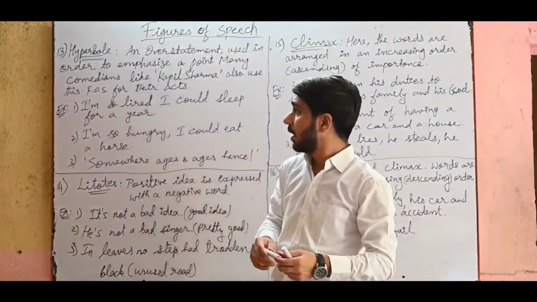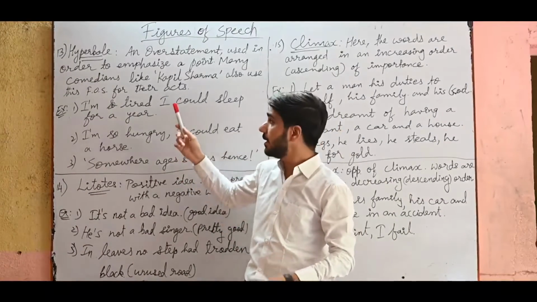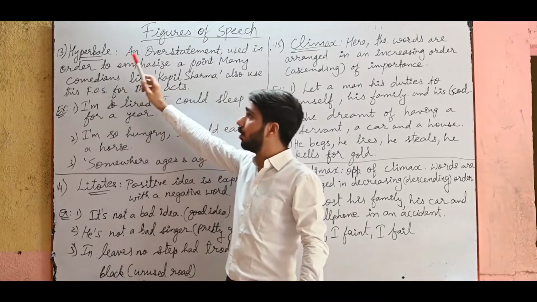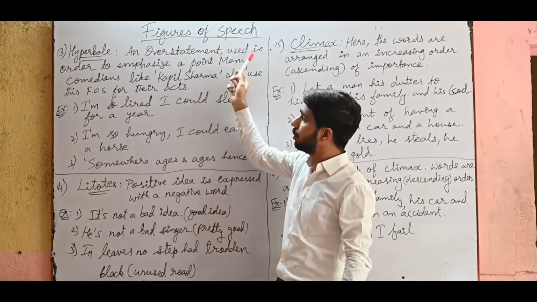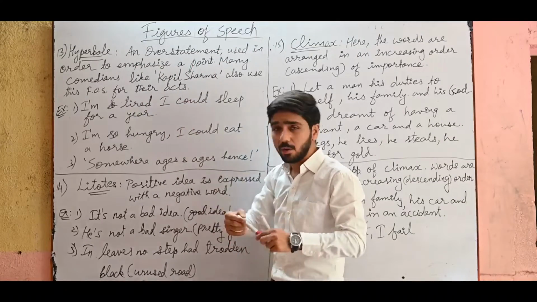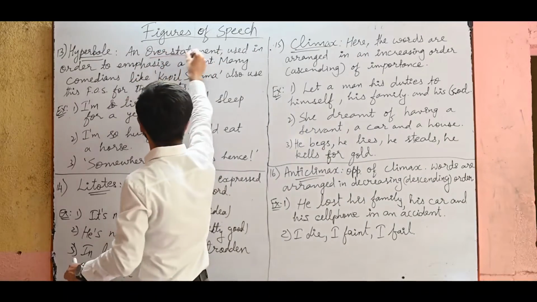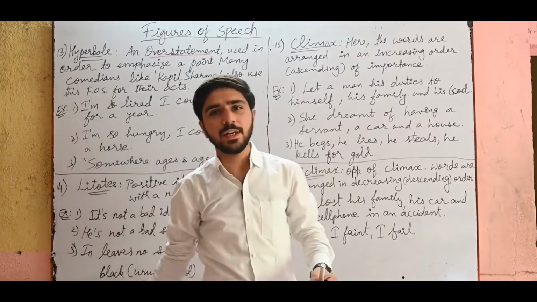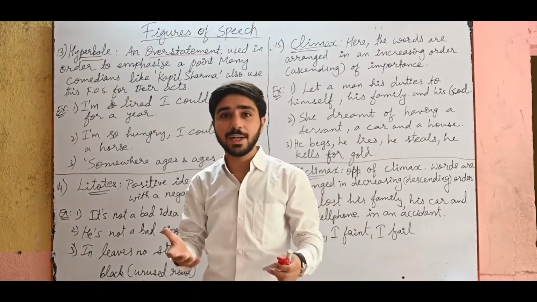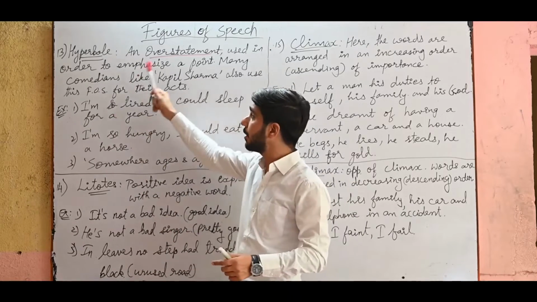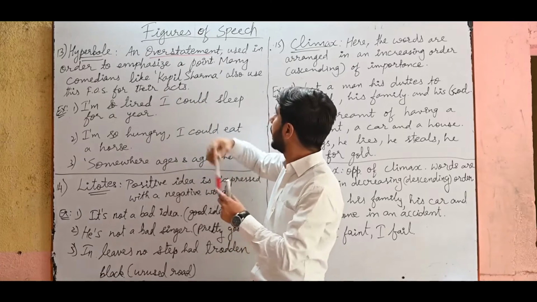So students, our next figure of speech is hyperbole. Now, see, what is the definition of hyperbole? An overstatement used in order to emphasize a point. Now, what is overstatement? Here I have written the word overstatement. It means speaking more than what is needed. Sometimes you get hyper, you get excited, and you speak more than what is required. That is called hyperbole or overstatement.